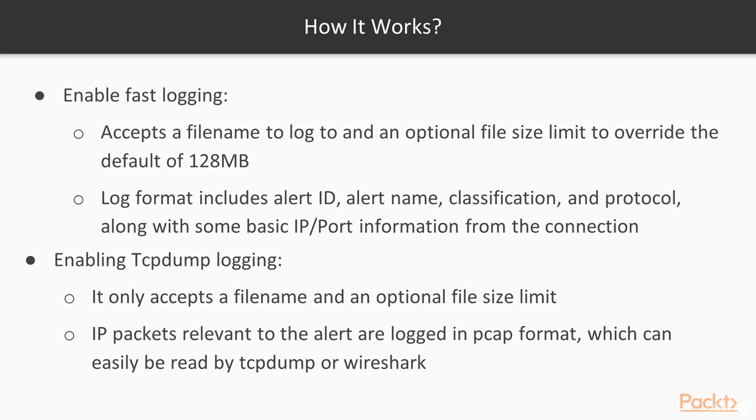Enabling tcpdump logging. Much like fast logging, tcpdump logging only accepts a filename and an optional file size limit. Rather than logging a text alert, however, the IP packets relevant to the alert are logged in PCAP format, which can easily be read by tcpdump or Wireshark.